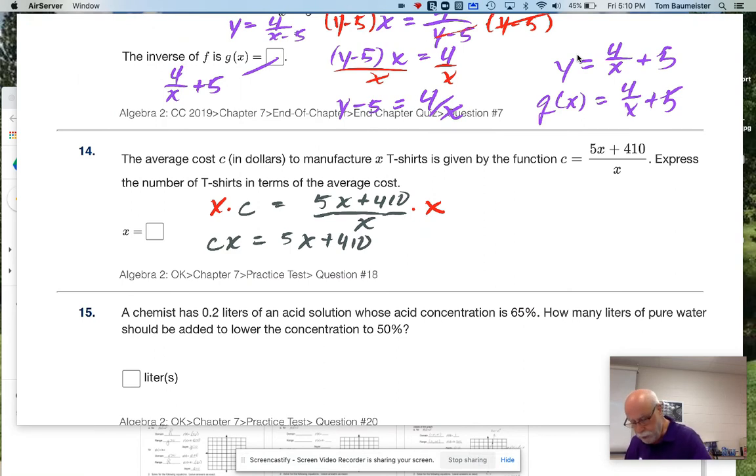All right, so now I'm going to take this other x here, because I want to get both of my x's on the same side, and I'm going to move it over to the other side. So when I do that, I'm going to have a negative. So I will have cx minus 5x is equal to 410. So now look at it. Since I have the x's on both sides, I can factor out an x there. When I factor out an x, I have left c minus 5.